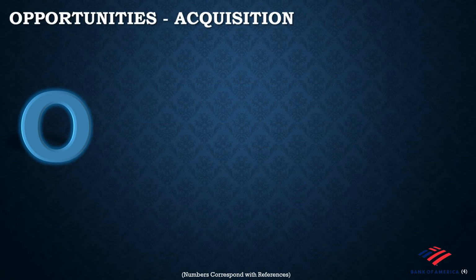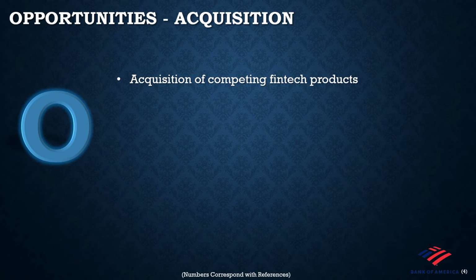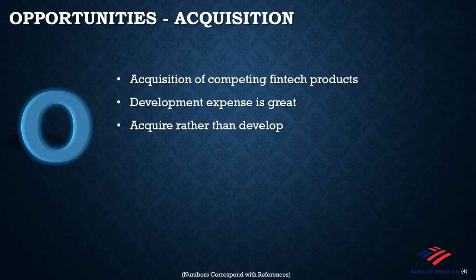To acquisition discussion, the acquisition of competing fintech products. And here's the big reason why. Development expense is great. So with needing to innovate and develop new ways of managing finances, Bank of America is better served by looking for ways to actually acquire rather than develop. Now, by acquiring, they can purchase technology from third parties, and that can then be rebranded and repurposed to fit Bank of America's needs.